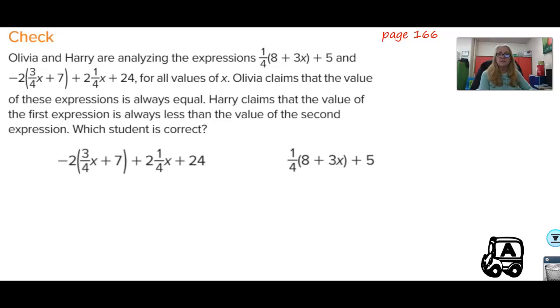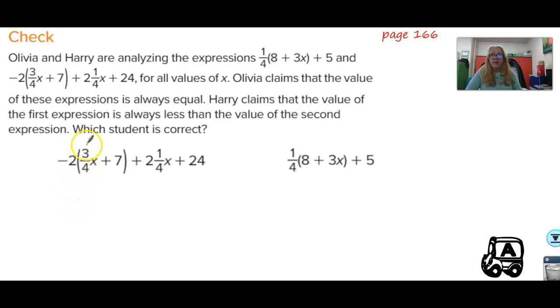Okay, I do like this one. Olivia and Harry are analyzing the expressions 1/4 times (8 plus 3x) plus 5 and the other expression for all values of x. Olivia claims that the value of these expressions is always equal. Harry claims that the value of the first expression is always less than the value of the second one. Which student is correct? Well, we have to check.